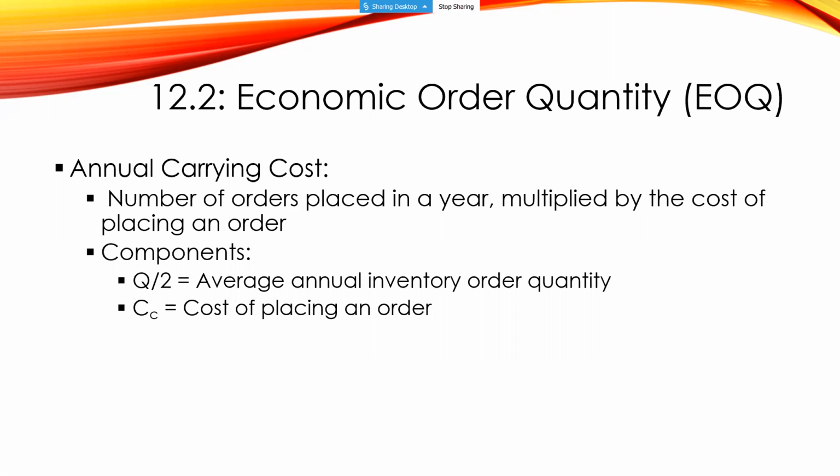Actually, nope, that's C sub C. I made a mistake. That's the carrying cost per unit. Oops. I think I copied and pasted that slide, and that's where I messed up. So C sub C should be carrying cost per unit. I'll fix that on the PowerPoint and re-upload it.